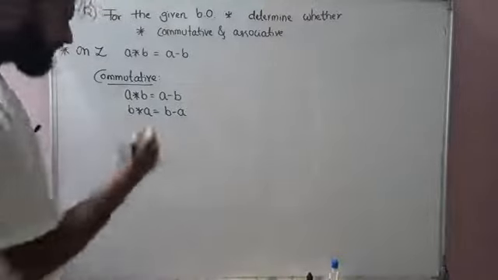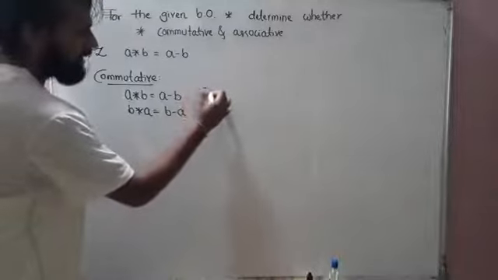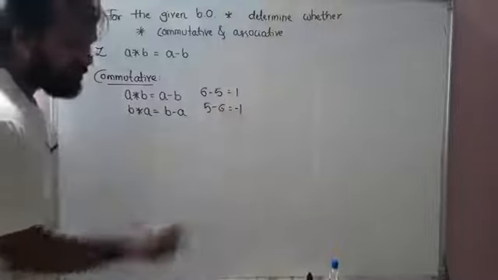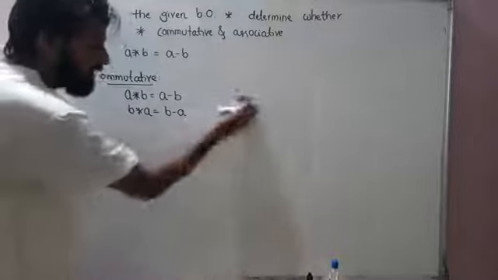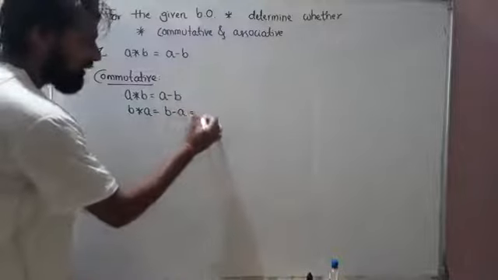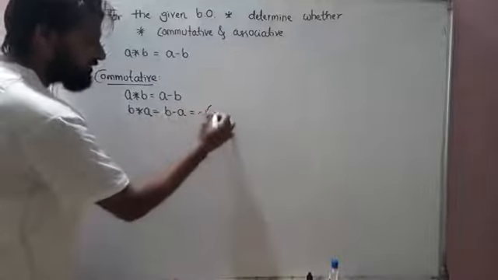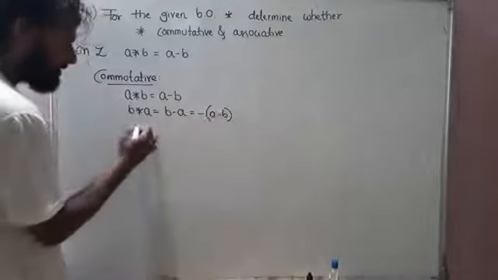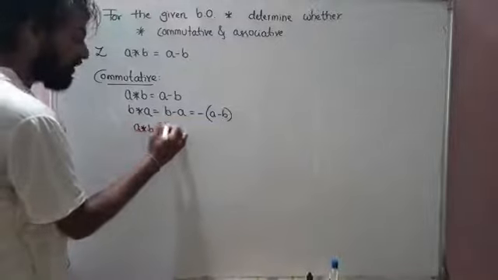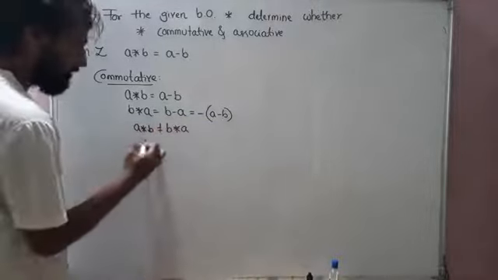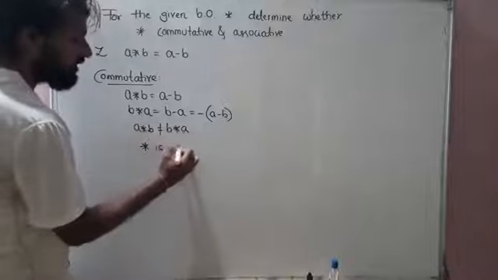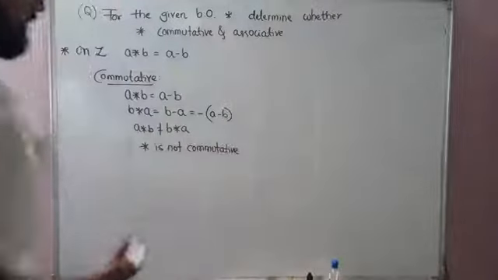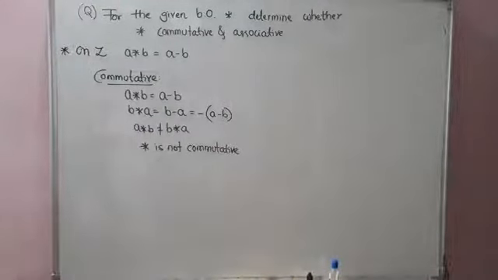Yes or no? Why? Let's take an example. If I take 6 minus 5, I'll get the answer as 1. If I take 5 minus 6, the answer will be minus 1. Both are different. Common sense, isn't it? Or else you can also write this by taking minus common. If I take minus common, what will happen? This is minus of a minus b. See, the first answer is a minus b, the second answer is minus of that, so it means a star b is not equal to b star a, therefore star is not commutative. Star is not commutative. So this is how we check for the commutative property.